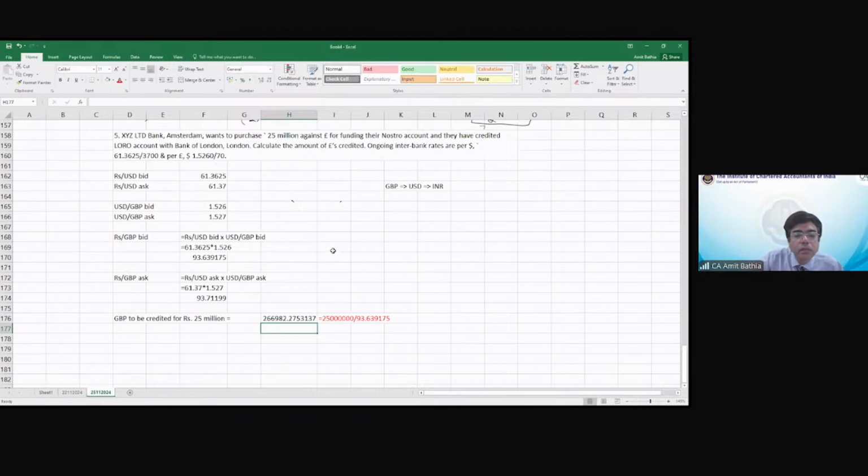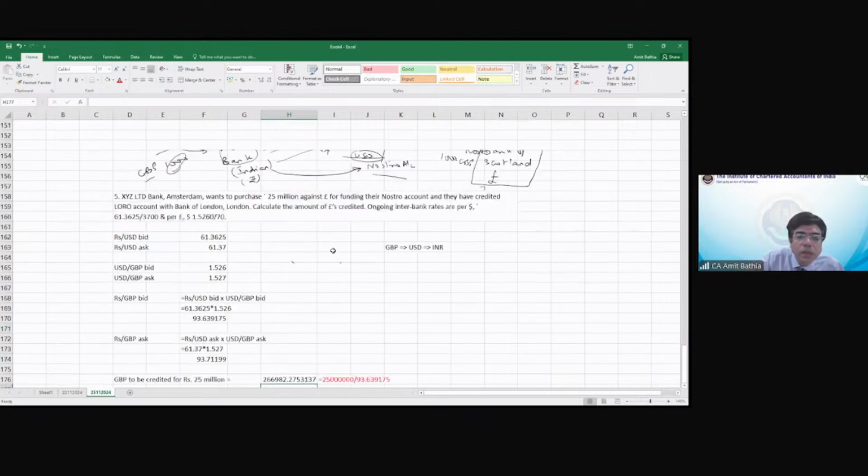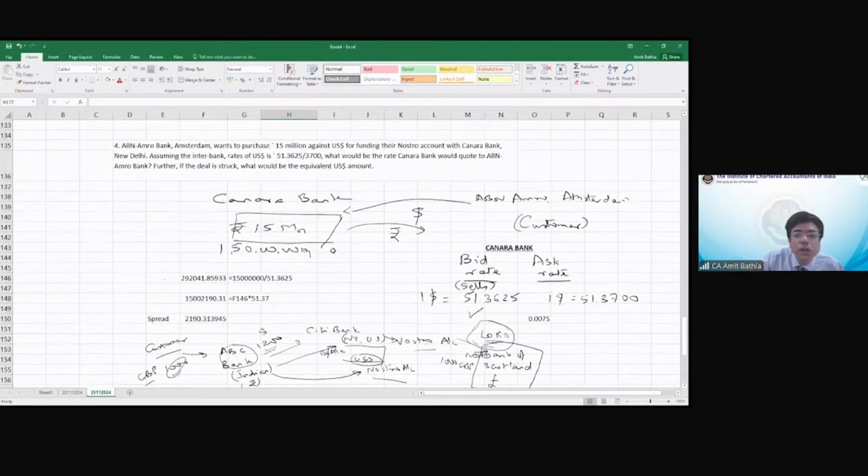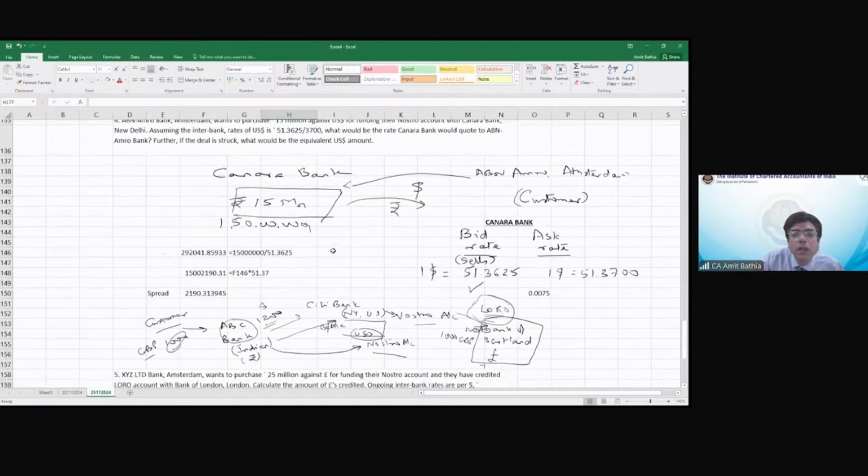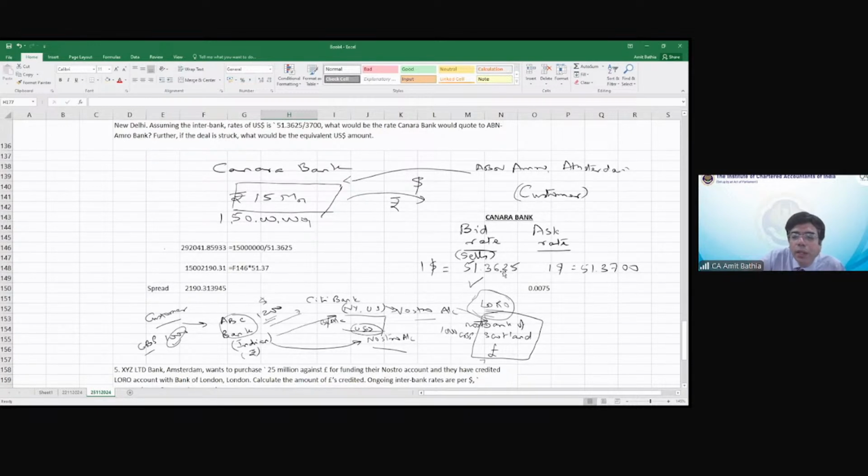So still I am not getting that first problem, sir. Which one? The 15 million one. Now it is again repeated in the last problem that we have done, the 25 million one. That rate I am not getting, sir. Achha, what is the exact doubt? Why did I use 51.3625? I am still thinking, sir, whether we are paying more dollars or pounds.